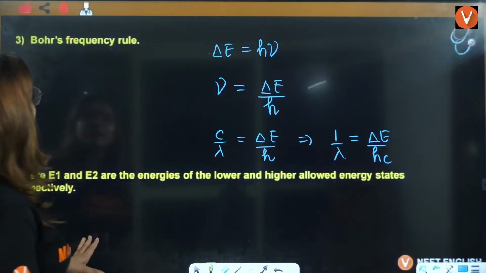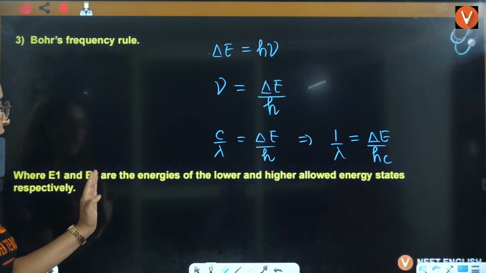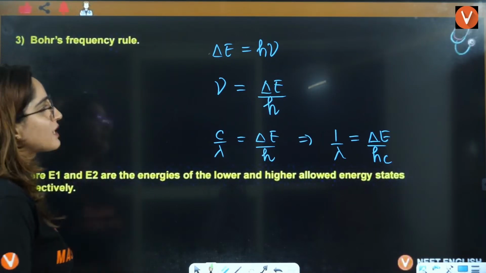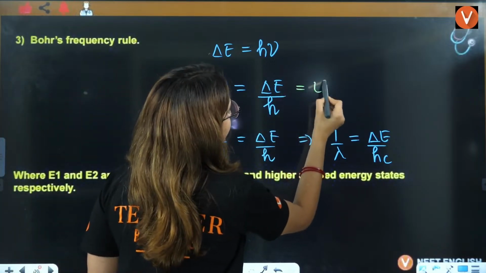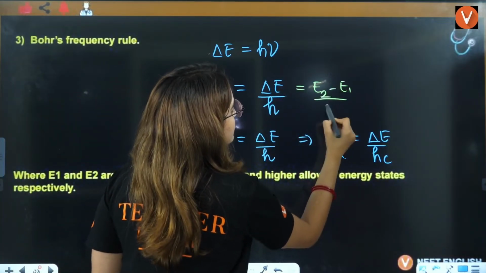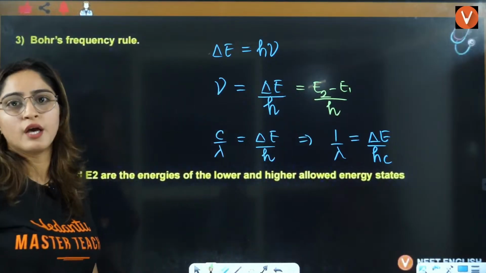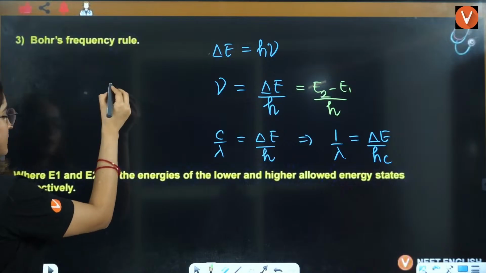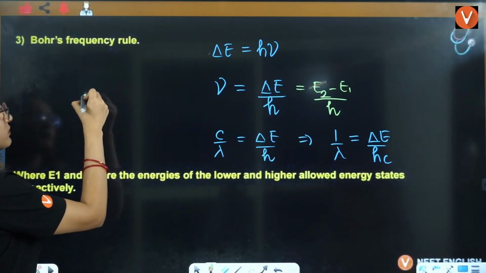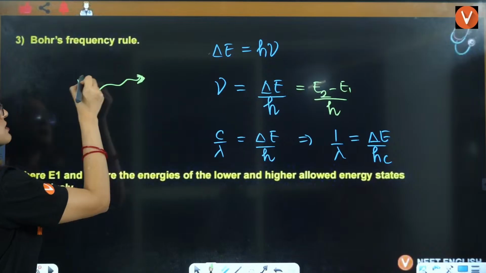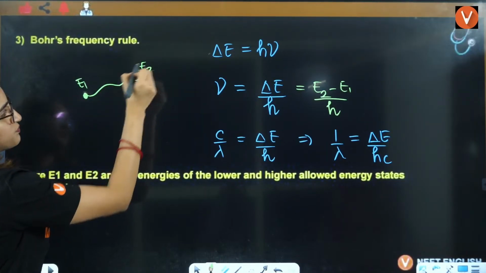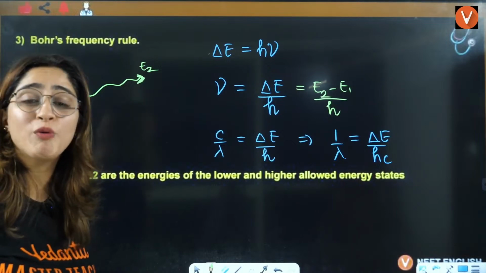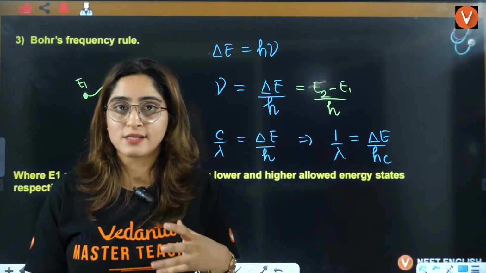Okay, right, everybody? So where E1 and E2 are the energies, what is this delta E? This delta E is nothing but E2 minus E1, right? The higher and lower energy. Let's say it is moving from this energy orbit to this energy orbit. This is E1 and this is E2. Okay? So how much energy does it require?